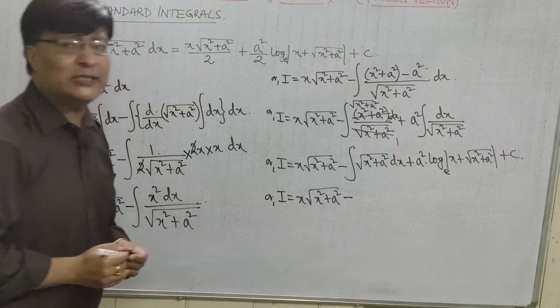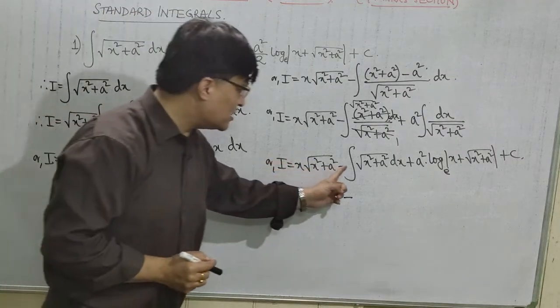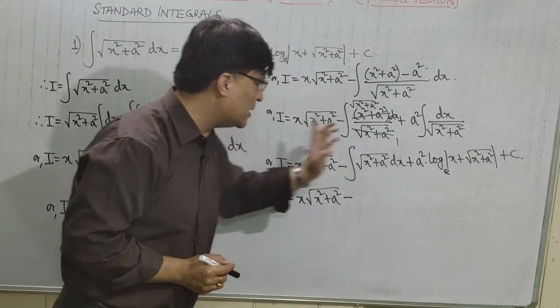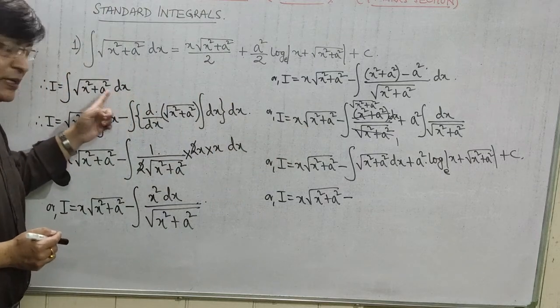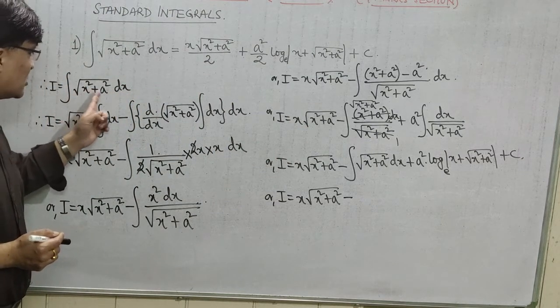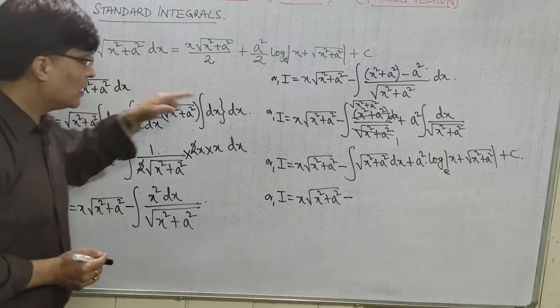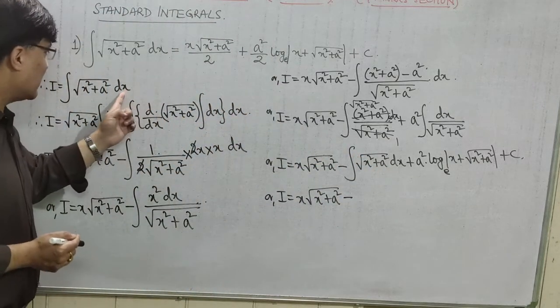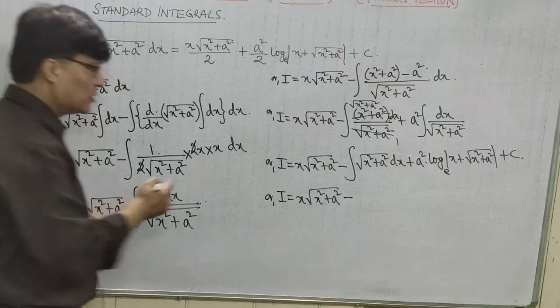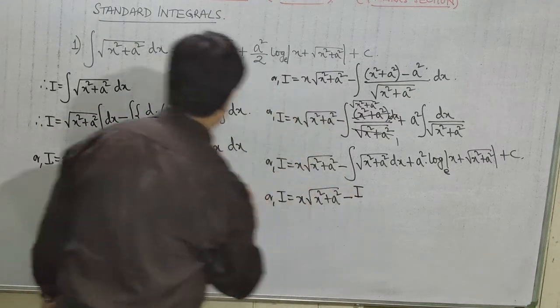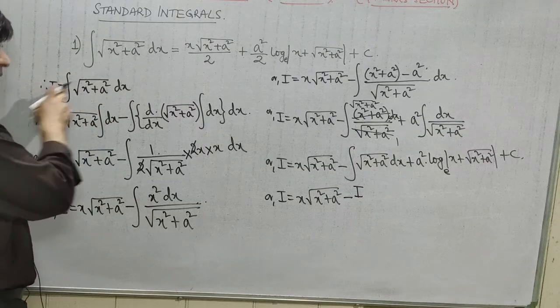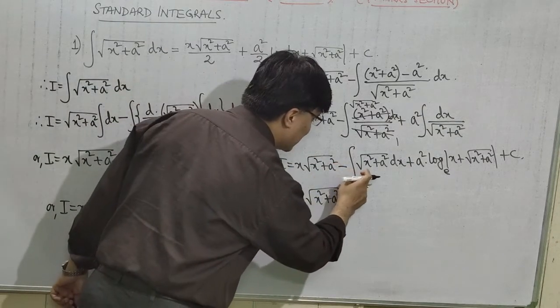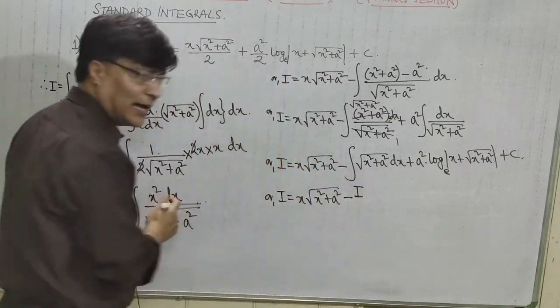So what will you do with this integration? Again, there is the integration of root over x square plus a square dx, but this is this one, isn't it? The integral of root over x square plus a square dx is also here. Same integration is there, but you can write it as I, because it is assumed as I. So instead of the integral of root over x square plus a square dx, you can write I.